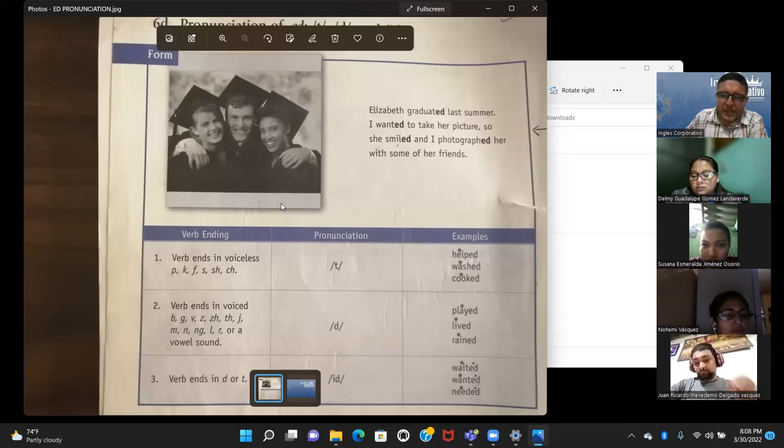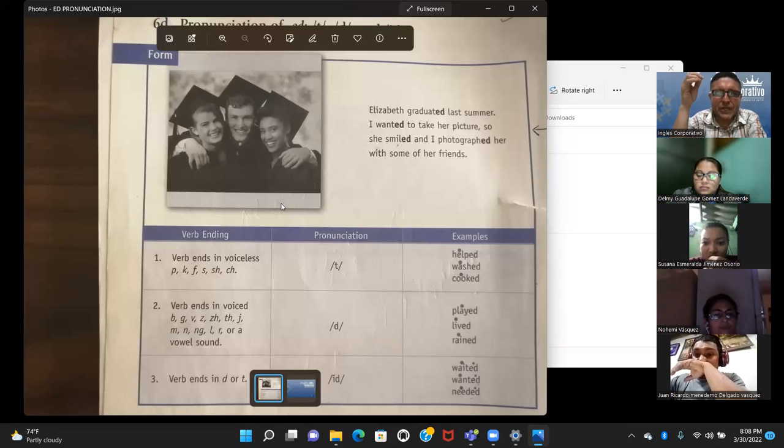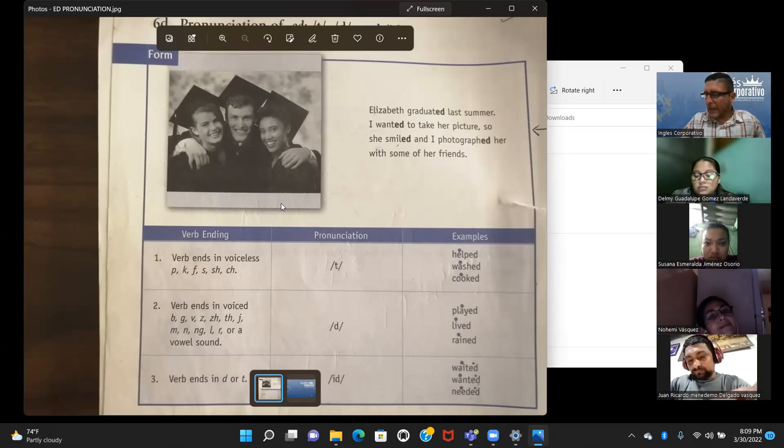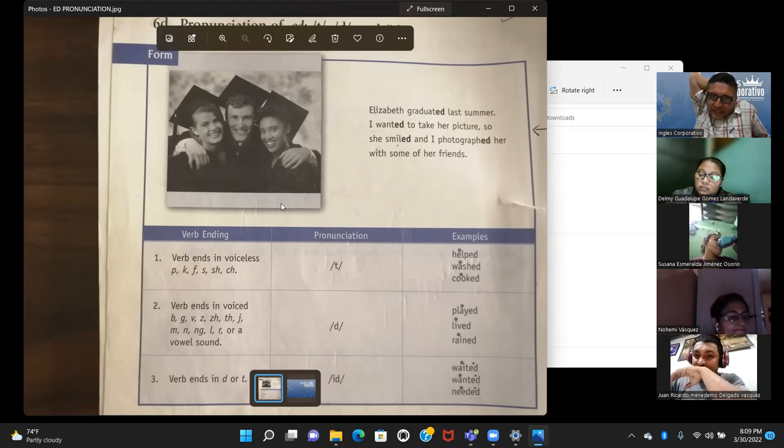No. Okay. When we're speaking in the simple past tense, you can use regulars or you can use irregulars. What's the difference between regular and irregulars? The ones ending in ED. Okay, what finishes in ED, regular or irregular? Regular. Exactly. So listen to the information next to the picture. It says, Elizabeth graduated last summer.